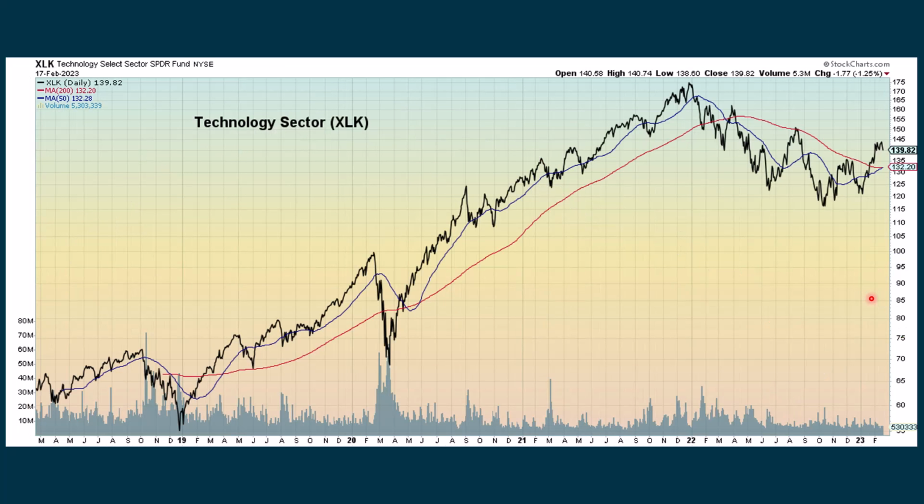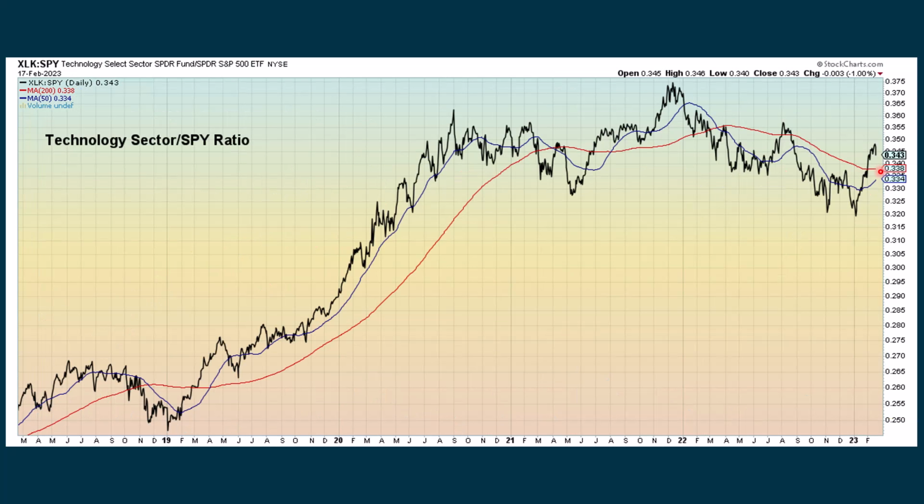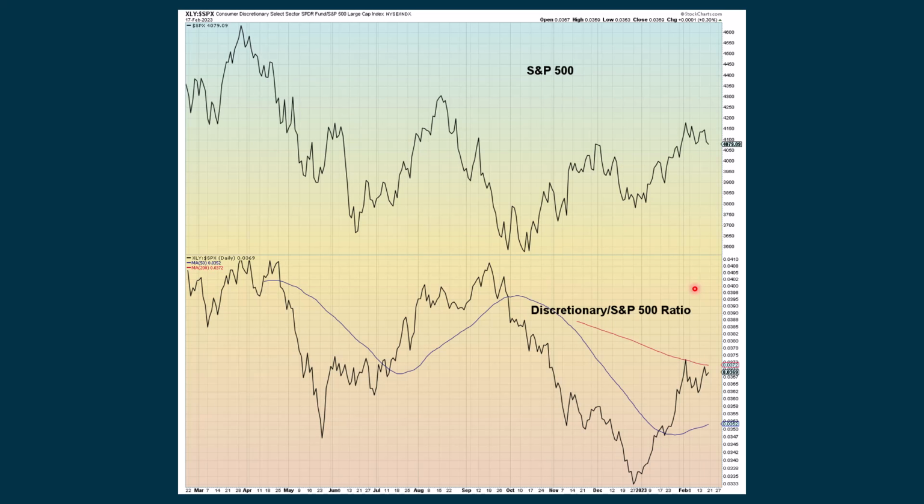The tech sector, we're getting really close to giving us a golden cross. Semis did give us a golden cross and are still looking much better, even though they had a fairly difficult week last week. And the tech sector is starting to come back up and showing some improvement when compared to the S&P, but is still in an overall downtrend. Discretionary to the S&P, discretionary are the things that make life fun. On the top, we have the S&P 500. It shows how discretionary has been underperforming the S&P, but has been showing some improvement since the beginning of 2023.